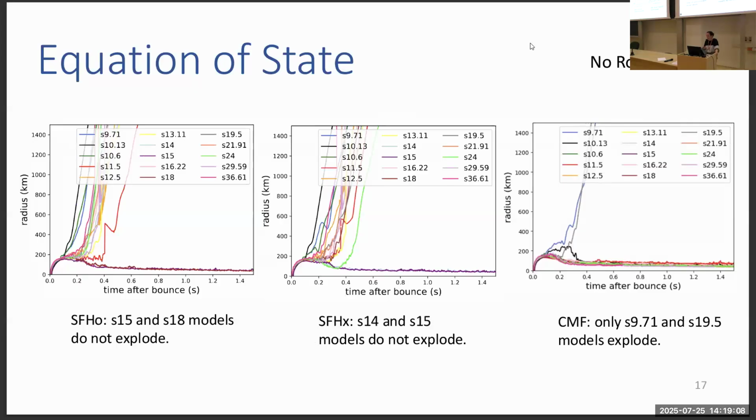But some interesting things is that we saw some big differences in the different equations of state. For this one here, the CMF model, only 2 of our masses exploded. And when you use the SFHX or SFHO equations of state, almost all of them exploded except for the 15 and 14 solar mass for this one, and 15 and 18 for that one. So we're going to write a paper about the equation of state effects.